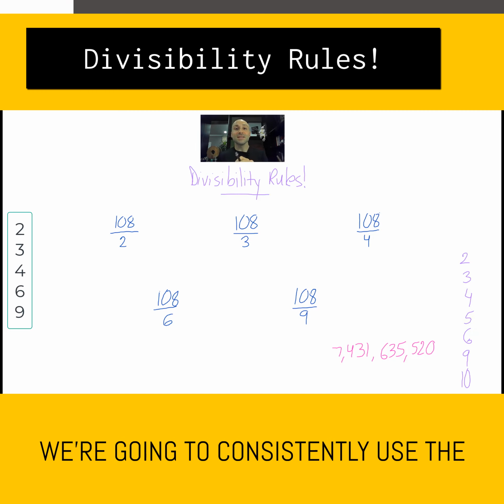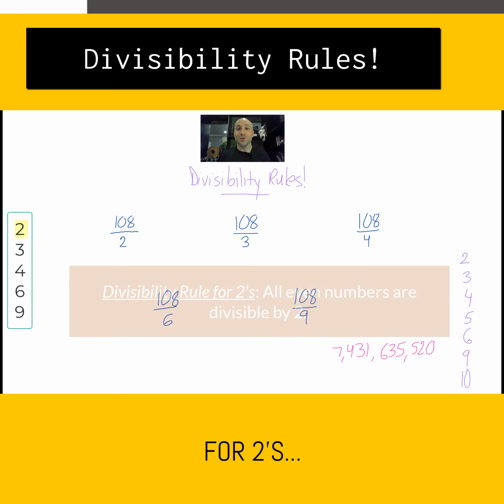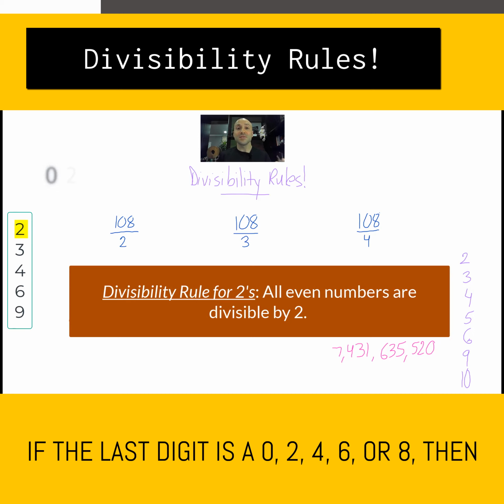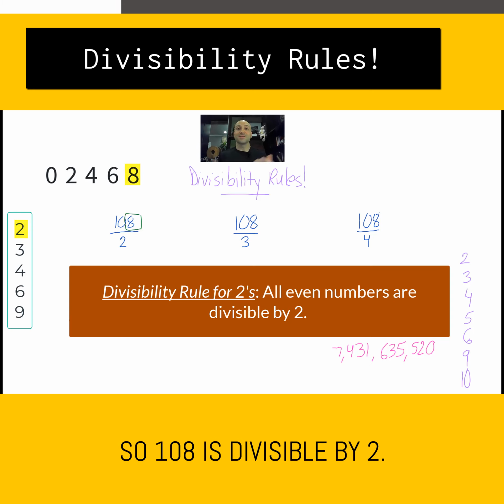As you can see, we're going to consistently use the number 108 as our example. Let's start with the divisibility rule for 2s. All even numbers are divisible by 2. In other words, if the last digit is a 0, 2, 4, 6, or 8, then the entire number is divisible by 2. 8 is an even digit, so 108 is divisible by 2.